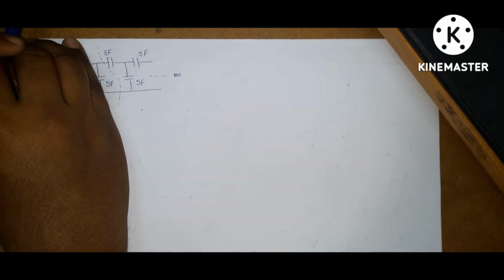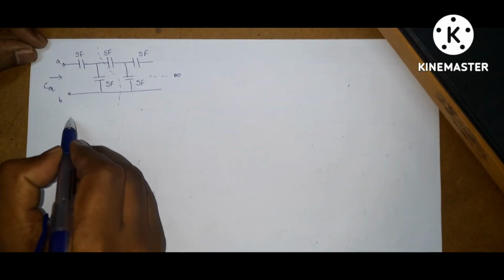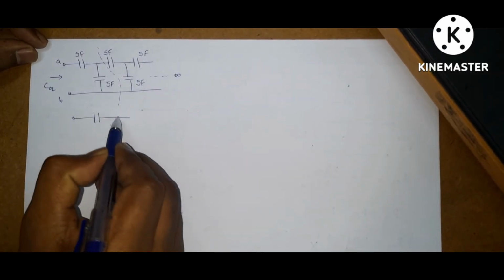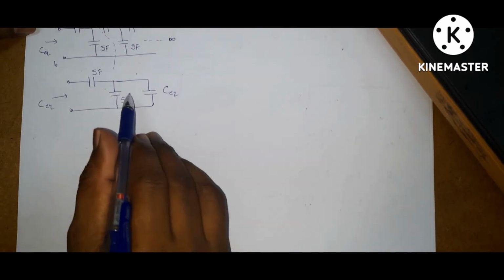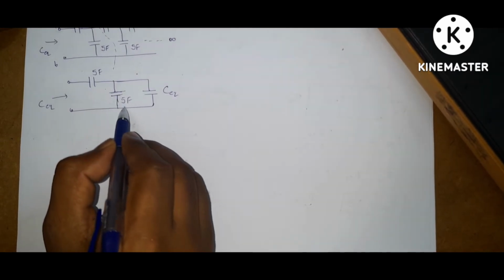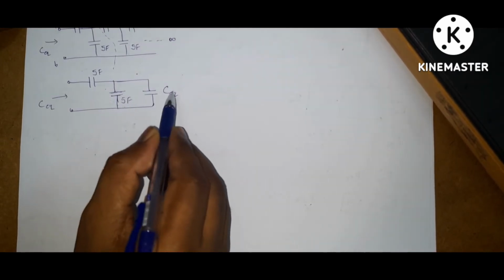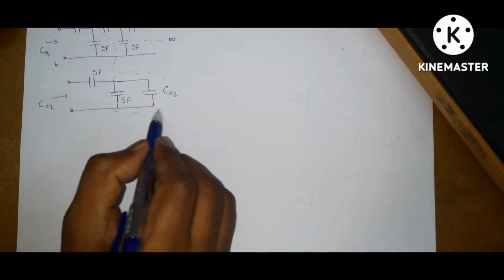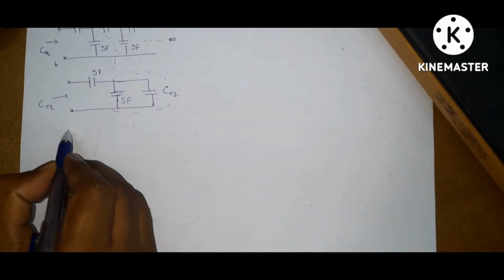From the right of this dotted line, the circuit looks like C equivalent. Okay, so replace this entire circuit with C equivalent. This is the circuit. Now this 5 farad and this C equivalent are in parallel and the resultant is in series with 5 farad. So what is the C equivalent?